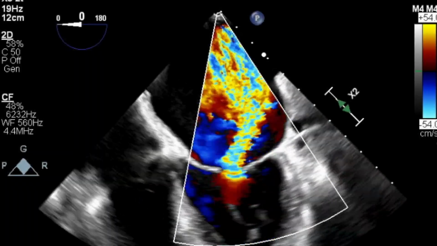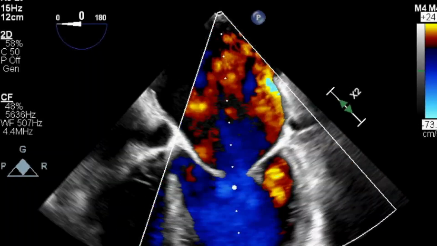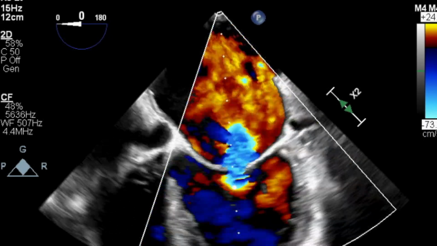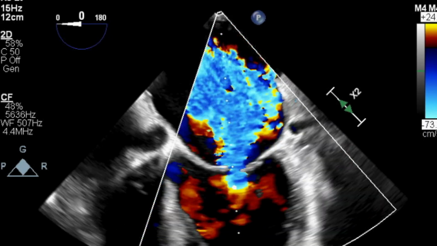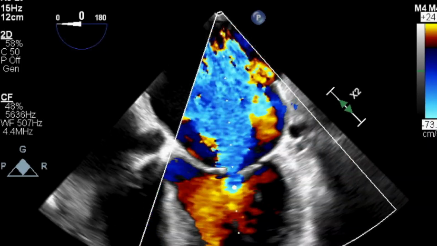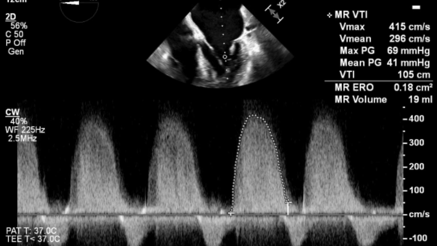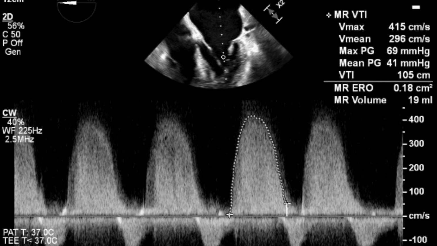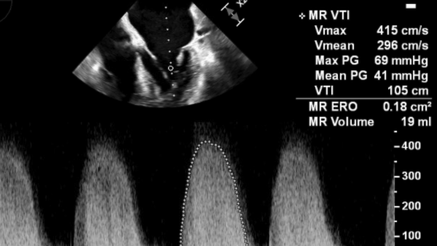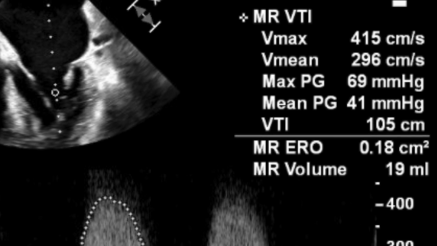Now, we zoom in and adjust the color Doppler baseline in the direction of the regurgitating jet. The aliasing velocity here is 24.5 centimeters per second, and the PISA radius is measured at 0.7 centimeters. With the continuous wave Doppler function, we get the MR VTI, and here the EROA is measured at 0.18 centimeters squared, and regurgitant volume is 19 mLs.